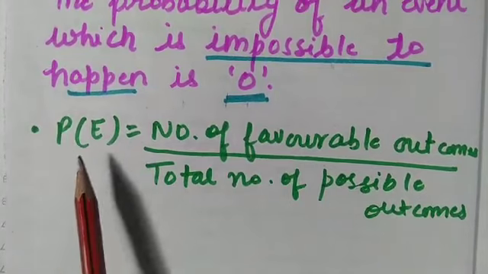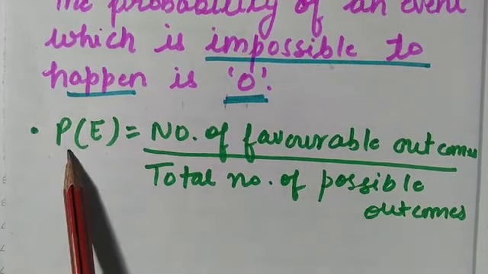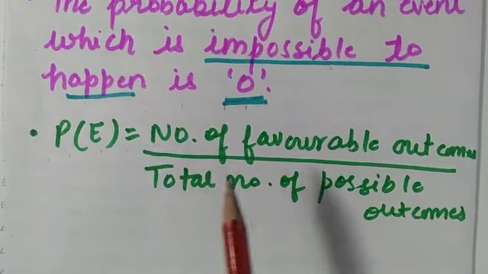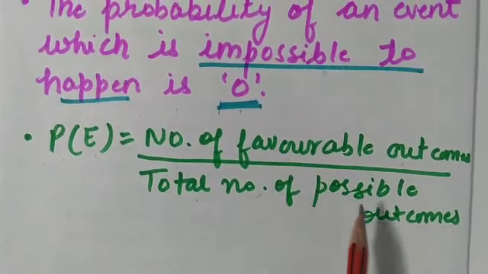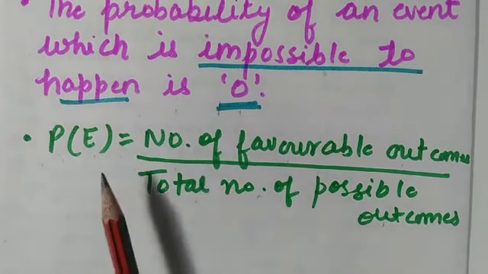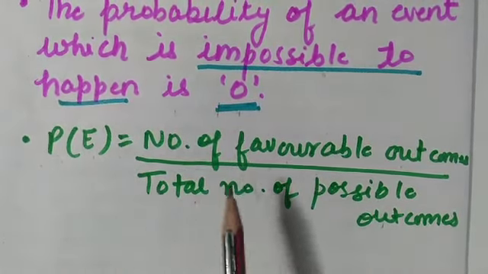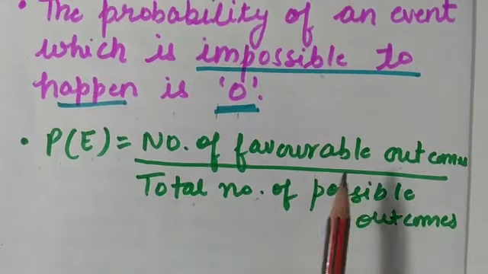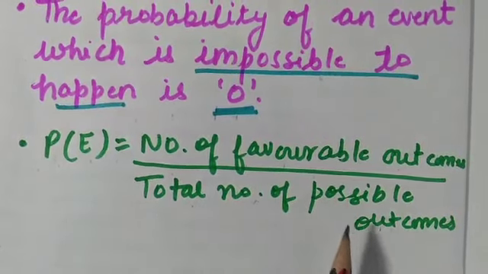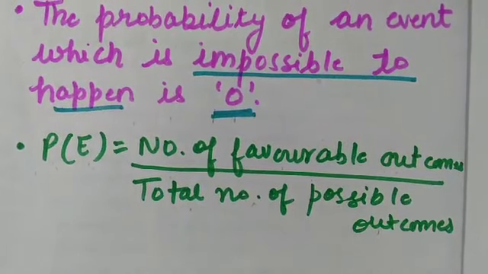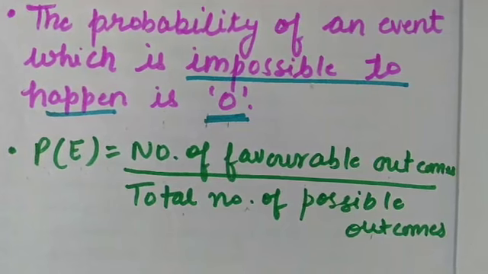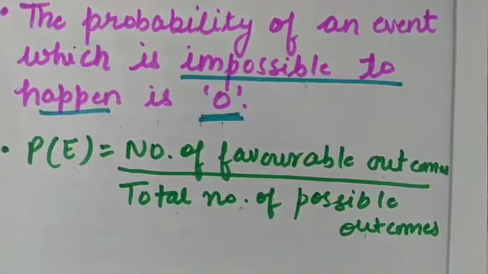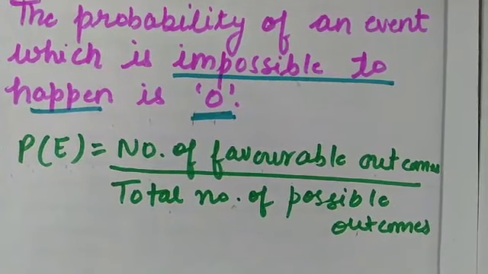So this is how you will read it: the probability of an event is equal to the number of favorable outcomes divided by the total number of possible outcomes. So how will you find the probability? That is given by the formula: number of favorable outcomes over total number of possible outcomes. So this is all about chapter number 3, data handling. We have learned important topics in that, and related to those topics I have prepared the assignment for you.